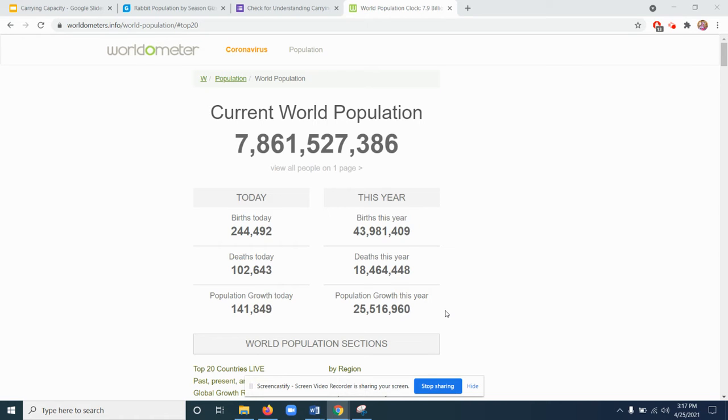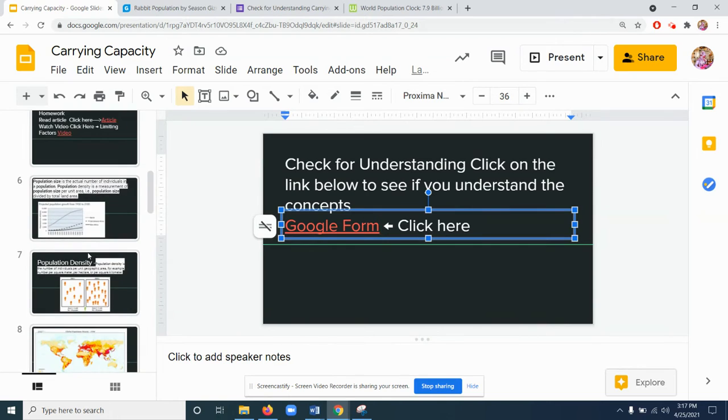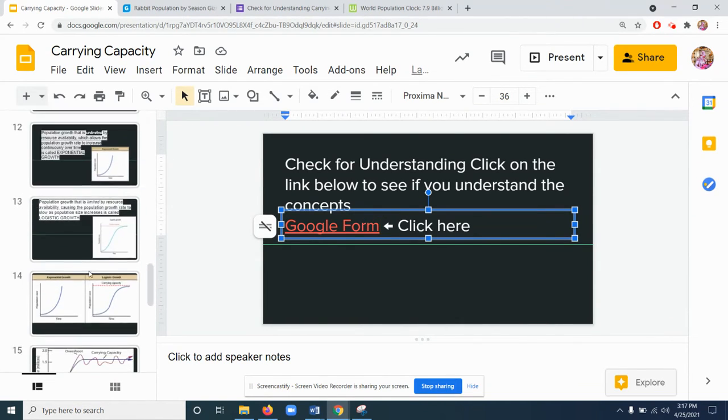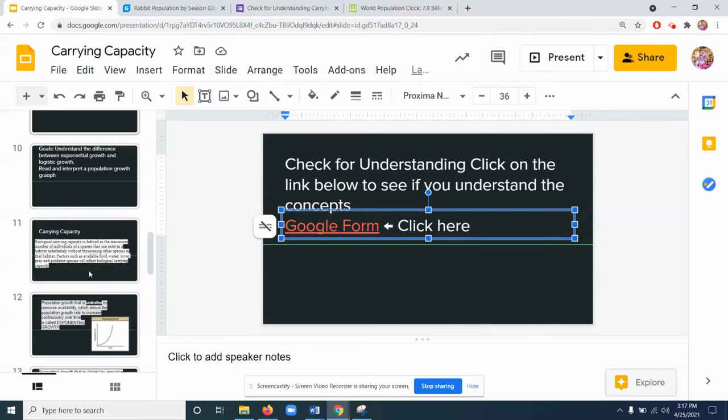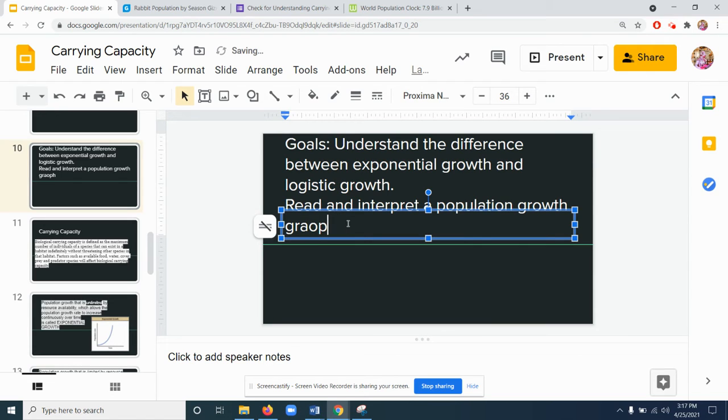These notes are posted for you already on Google Classroom. What are the goals? The goals for you today are to, where are the goals? If I can find it. I just had them. Oh, yeah, here it is. The goal: understand the difference between exponential growth and logistic growth, and also read and interpret a population growth graph. So you're going to do that today with a Google form.